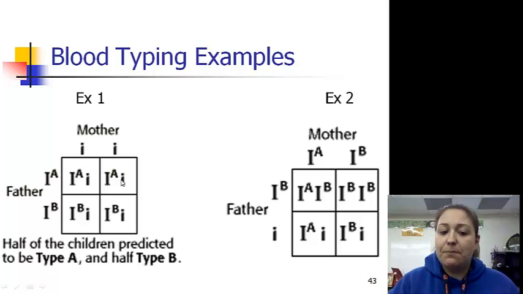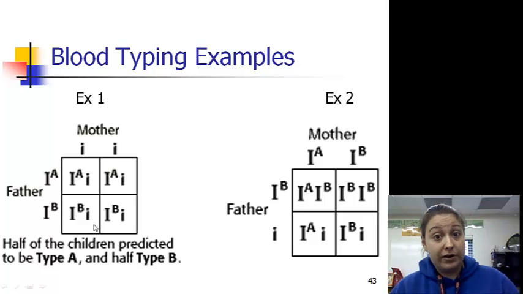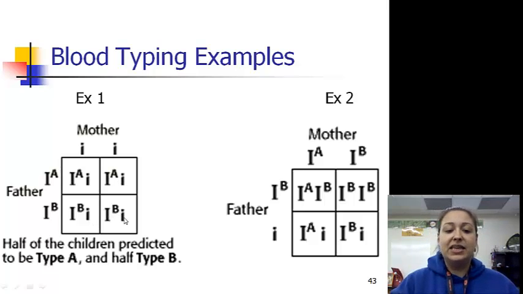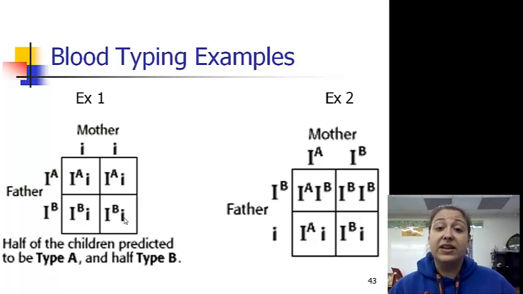Now again, we have a big I^A and a little i. So that's going to be heterozygous, or different, or hybrid. Just as the big I^B, little i, is going to be heterozygous, or different, or a hybrid.